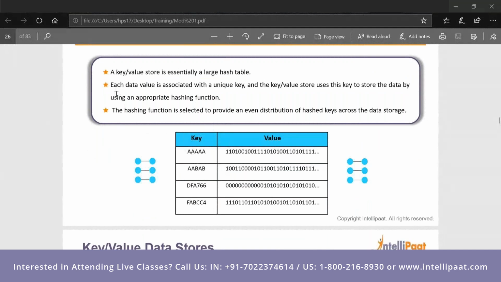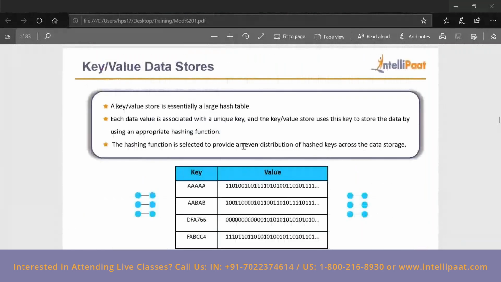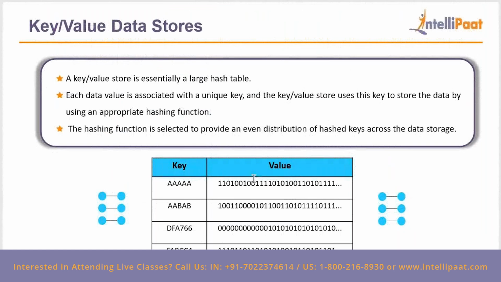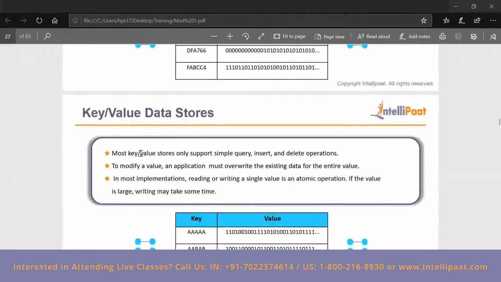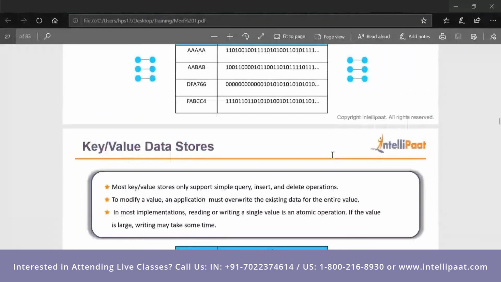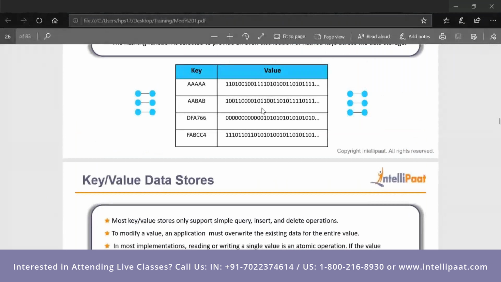Again, each data value is associated with a unique key, and the key value store uses this key to store the data by using an appropriate hashing function. The hashing function is selected to provide an even distribution of hashed keys across the data storage. Since it is hashed, the distribution will be done evenly. That is one of the benefits of creating a hash key for each of the values. Most key value stores only support simple query, insert, and delete operations. Because imagine with something like this, it is very difficult to do an update, join, or any kind of complex queries. You can do a select, you can do an insert, or you can do a delete.